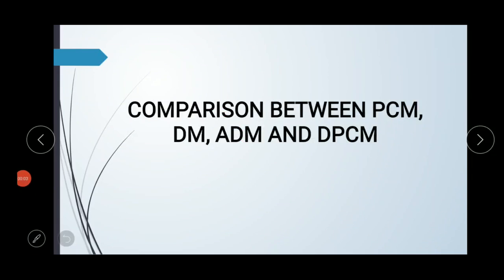Comparison between pulse code modulation, delta modulation, adaptive delta modulation and differential pulse code modulation. So this one is new, that is adaptive delta modulation. It is used to overcome the quantization errors due to slope overload and granular noise. So here the step size is made adaptive to variations in the input signal. That type of modulation is adaptive delta modulation.